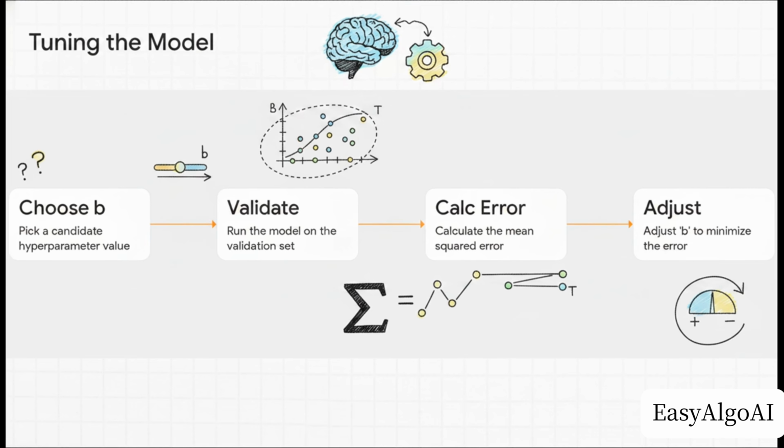First, we choose a candidate value for b. Second, we run our model, using that b, on a validation set. Notice I didn't say the training set. We use a separate validation set so we can see how the model generalizes. Third, we calculate the mean squared error to see how far off our predictions are. And finally, we adjust b up or down to minimize that error.